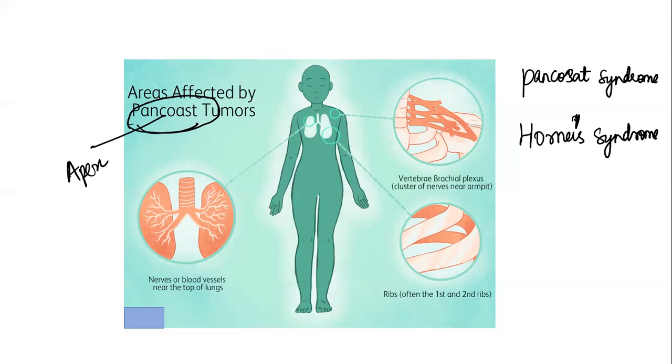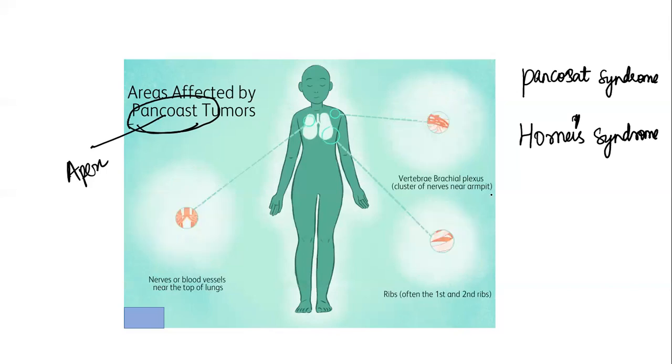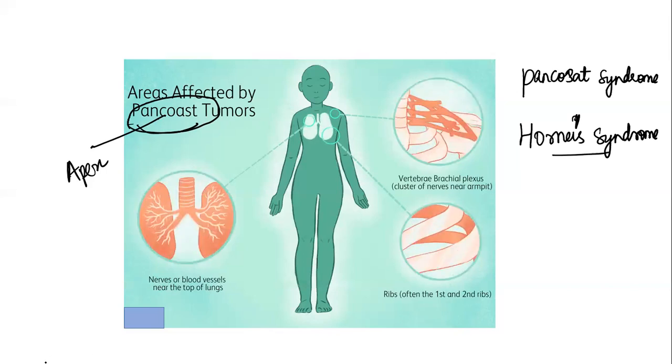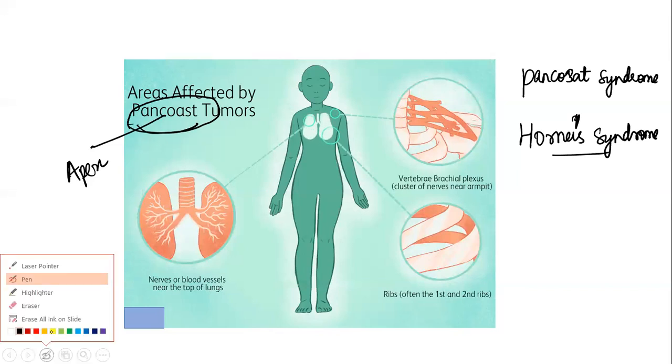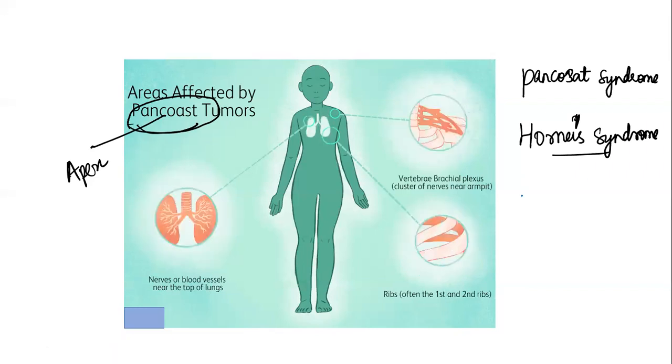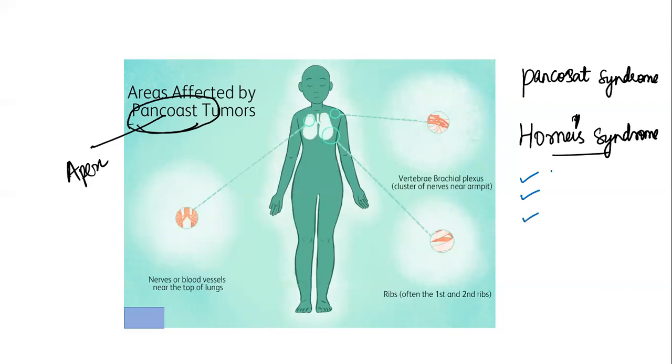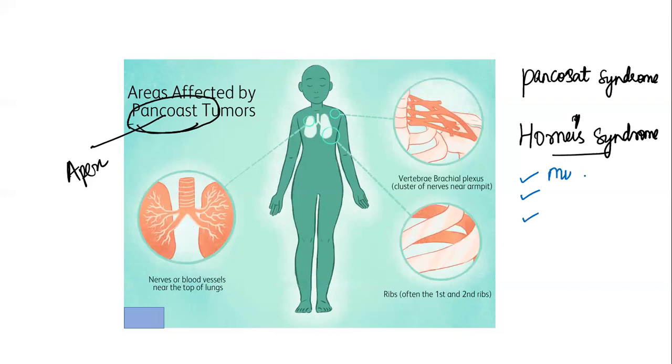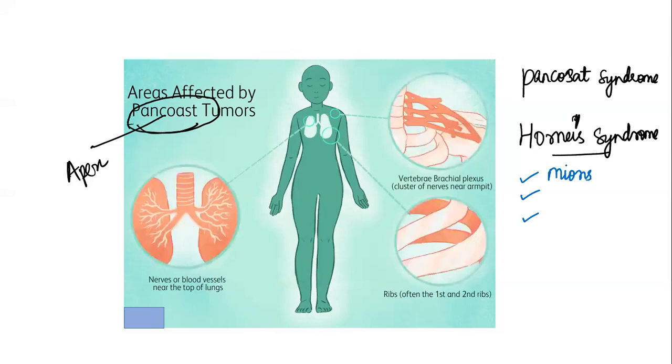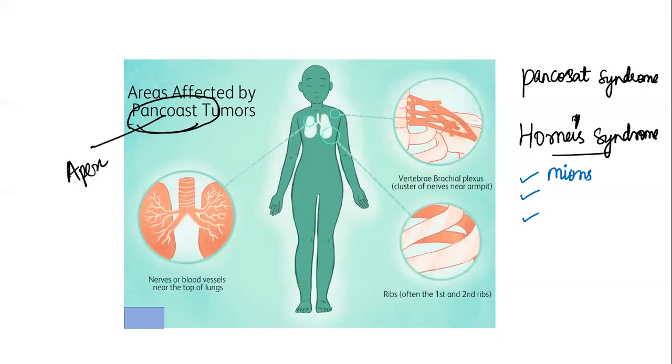So what is this Horner's syndrome? It is very important for your MCQ question. It is characterized by 3 symptoms. First one, it is characterized by miosis. What is the meaning of miosis? It is a constricted pupil, so the diameter of the pupil will be reduced because of constriction.